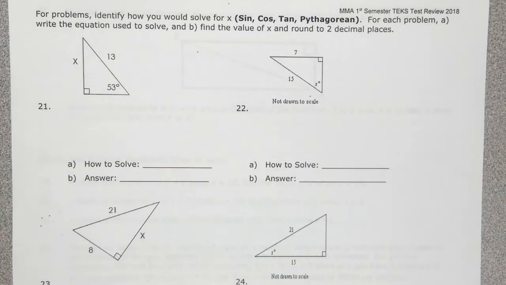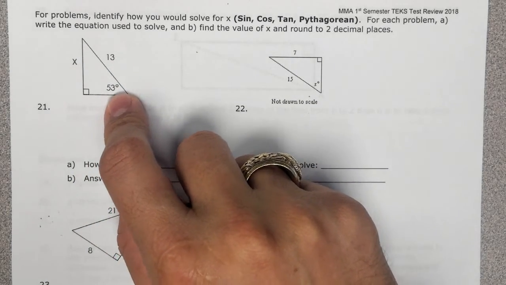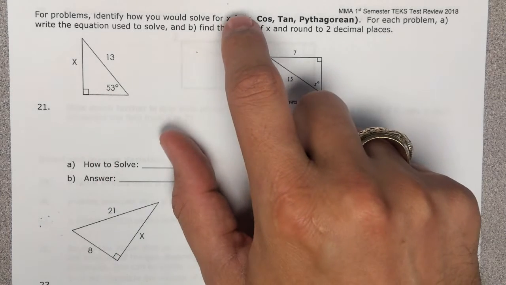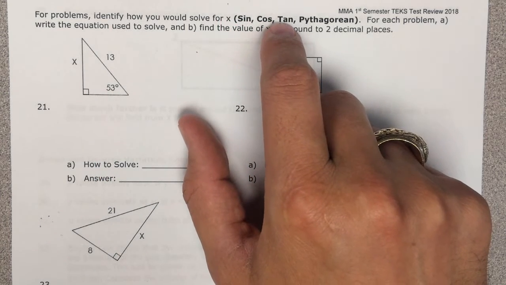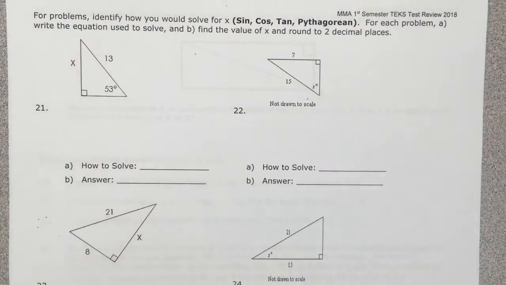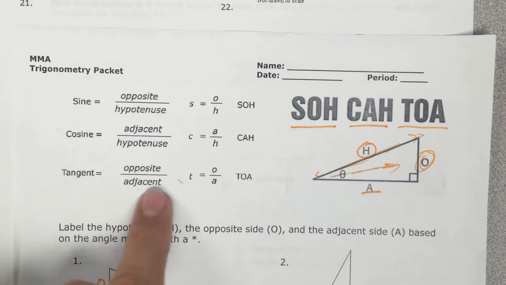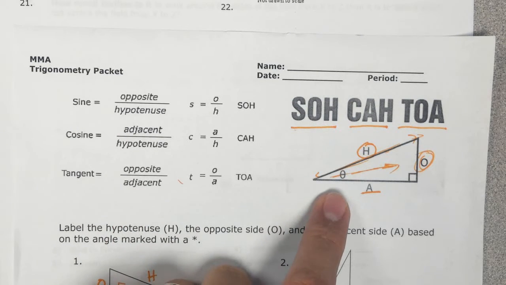So let's look at the first one. I am dealing with an angle. If I'm dealing with some sort of angle on my triangle, it's going to be sine, cosine, tangent. So I have an angle, so I'm going to have to figure out if it's sine, cosine, or tangent. I'm going to make sure you have this cheat sheet for any test you take.